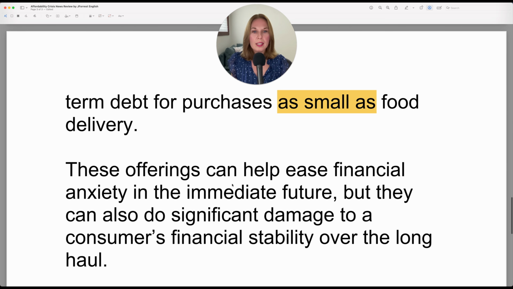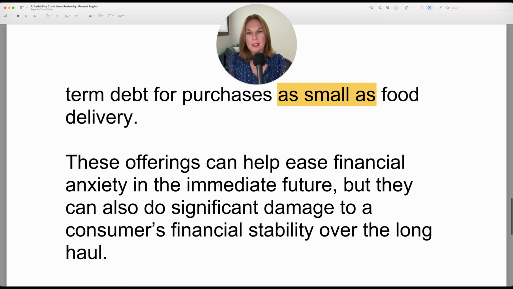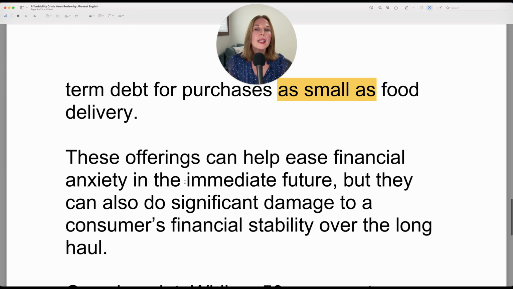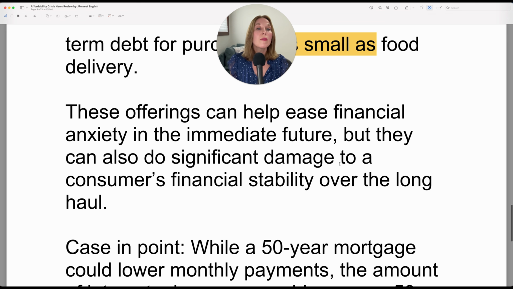These offerings can help ease financial anxiety. So if it eases financial anxiety, it makes it less severe. Just like a pill can ease your headache, make it less severe in the immediate future. But they can also do significant damage.